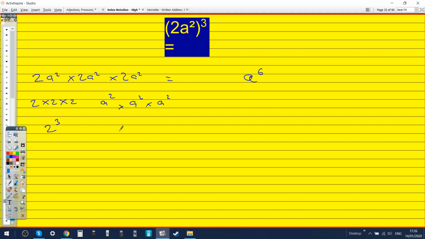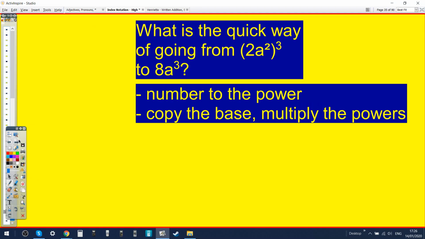It's 6. It's 2 times 2 times 2. 6, yeah. That's 2 times 3. So 2 times 2. 8. Yeah, so it'll be overall 8. So basically they're both to the power of 3. So it's normal number to the power and then the letter to the power, and you do that by multiplying them. So you number to the power and then copy the base, multiply the powers.